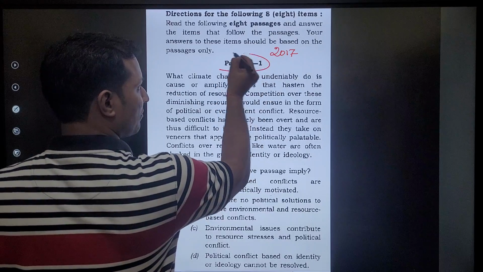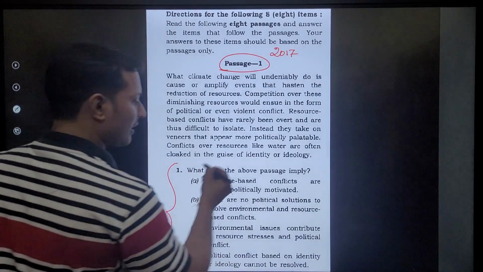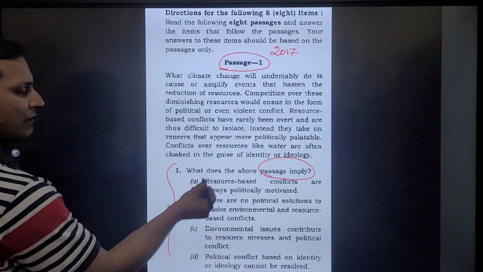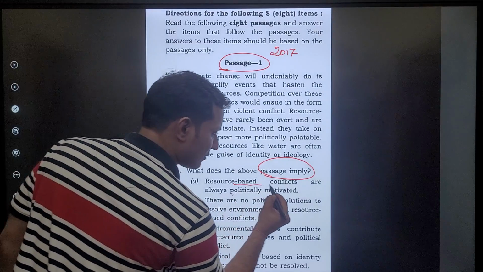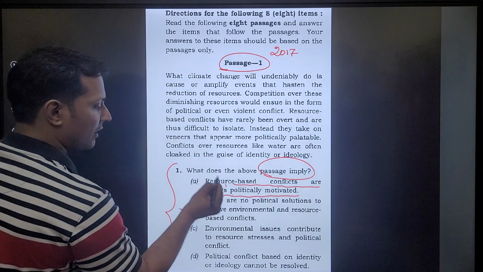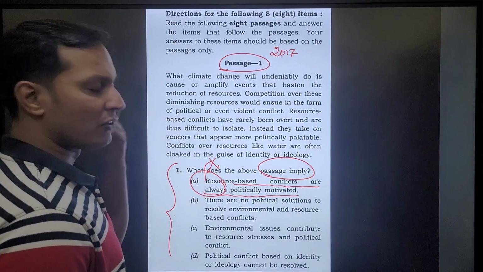So what we will do? We will not read the passage. First we will read the question. What does the passage imply? The first statement says that resource-based conflicts are always politically motivated. Here you see the word always is an extreme word. We can cut it. This will not be in the answer.